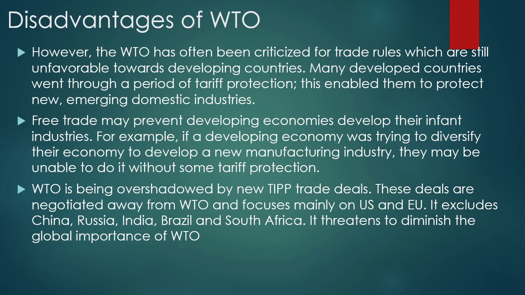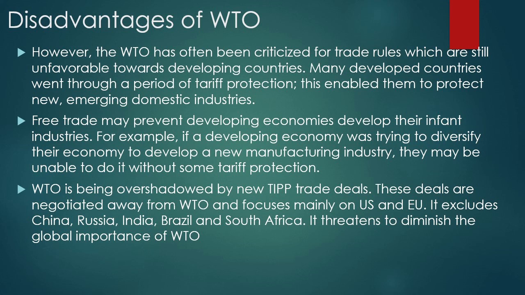Free trade may prevent developing countries from developing their infant industry. For example, if a developing country was trying to diversify their economy to develop new manufacturing industry, they may be unable to do so without some form of tariff protection, which is inherent mercantilism. The WTO is being overshadowed by the new TIP trade deals. These deals are negotiated away from the WTO and focus mainly on the US and the EU. It excludes China, Russia, India, Brazil, and South Africa, and it threatens to diminish the importance of the WTO.